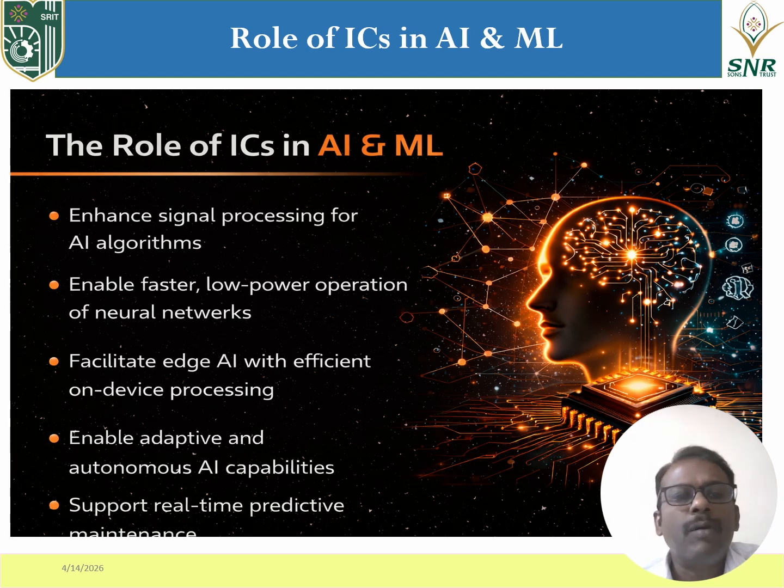So now we will be discussing the role of ICs in artificial intelligence and machine learning. It enhances the signal processing for AI algorithms. So once the AI algorithms are built, they can be demonstrated with the help of ICs. Here the ICs play a vital role in constructing artificial intelligence systems, so that you can have faster, low power operation of neural networks, and it facilitates edge artificial intelligence with efficient on-device processing, then enables adaptive and autonomous AI capabilities, then supports real-time predictive maintenance. So these are some of the key responsibilities of integrated circuits in these areas.